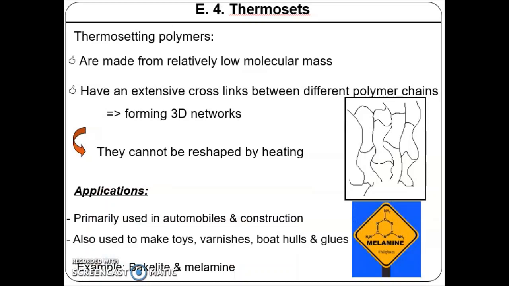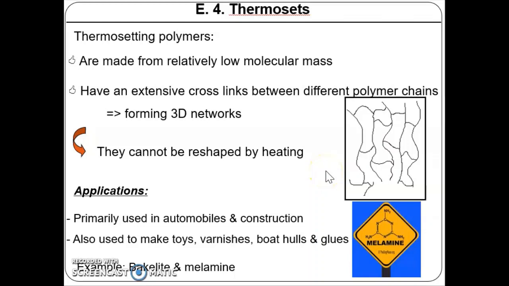At the end, in this category, we have the thermosets. Thermosets, or thermosetting polymers, are usually made from low molecular mass chains. The connection between chains is very strong. We have extensive cross links between the different polymer chains. Thus, we have a formation of 3D networks. And these thermosetting polymers, as a result, cannot be reshaped by heating.